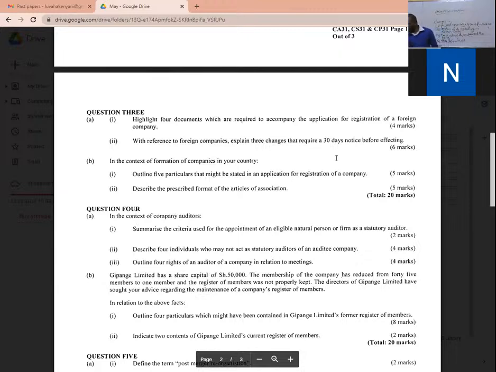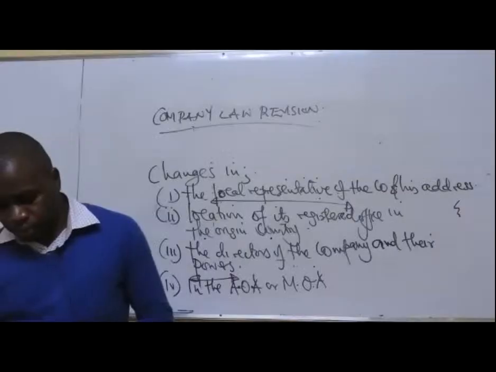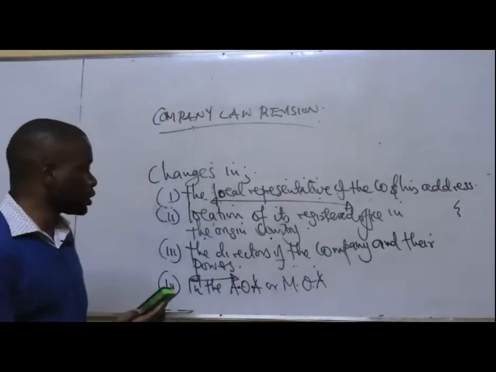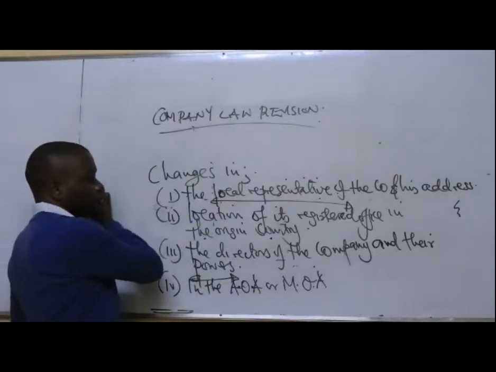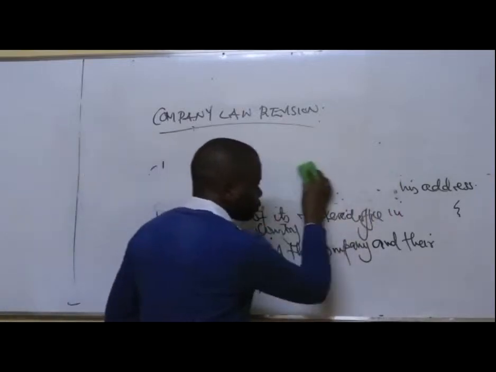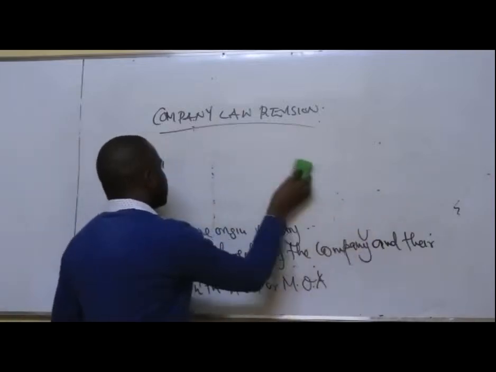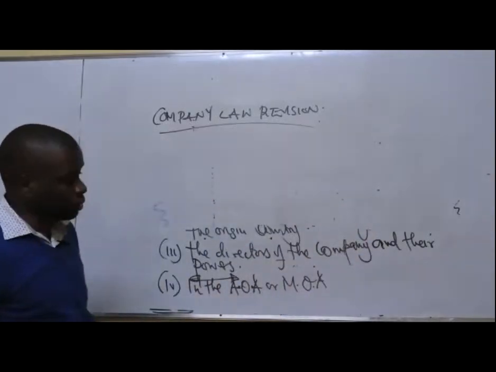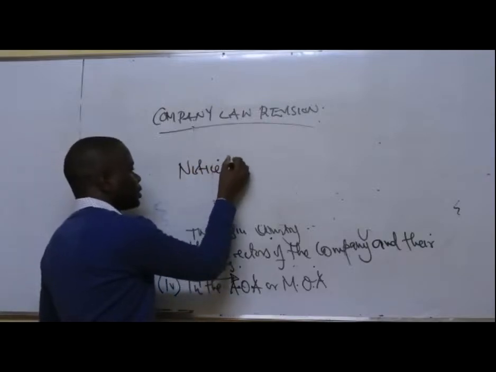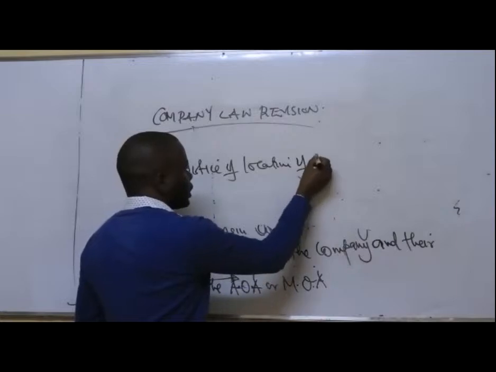So you can say the notice of location of the registered office. So notice of location of the registered office should clearly come out. So notice of location of the registered office, or your registered office.